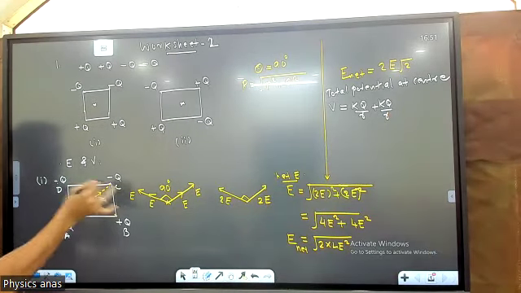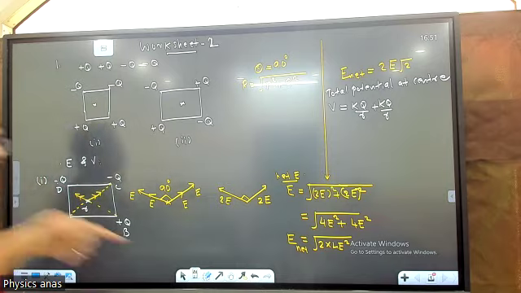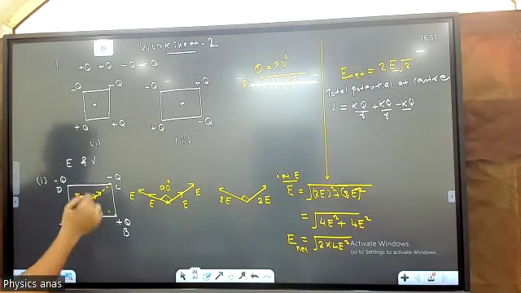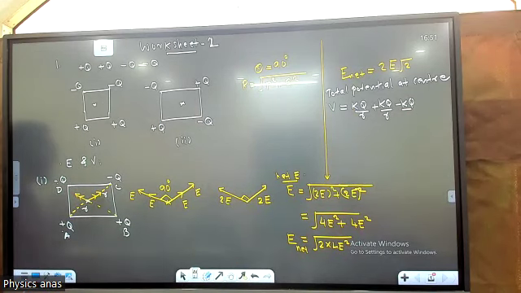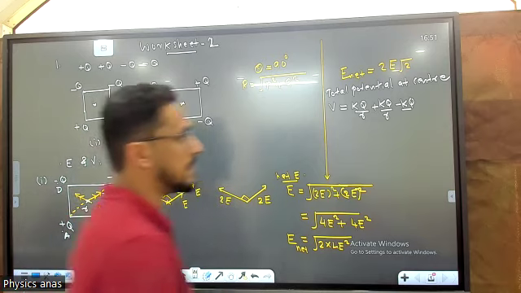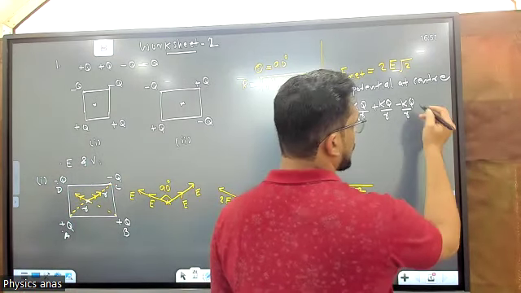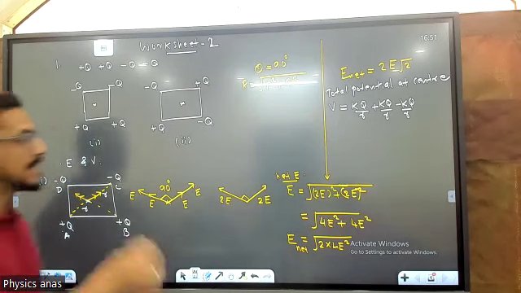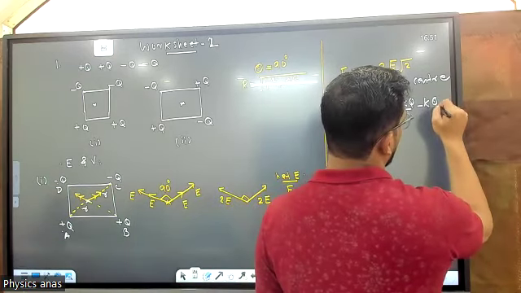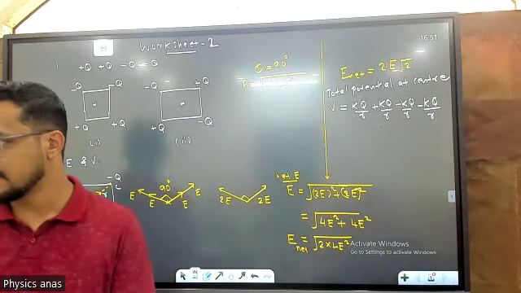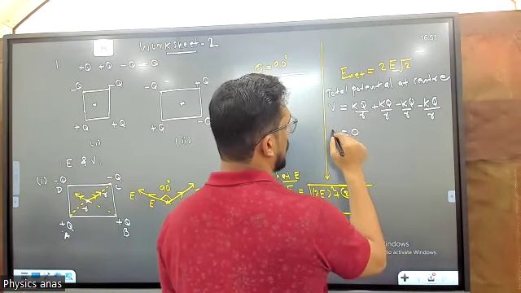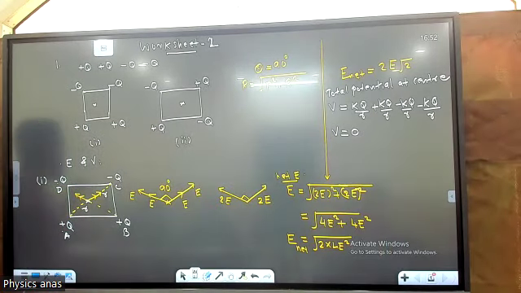Then what is the potential due to minus Q at C? Minus KQ divided by R. The distance will be the same, right? The distance to the center will be the same. Minus KQ by R. Then what is the potential due to minus Q at D? That will be minus KQ by R. Got it? Then this will be 0. So the potential at the center will be 0.